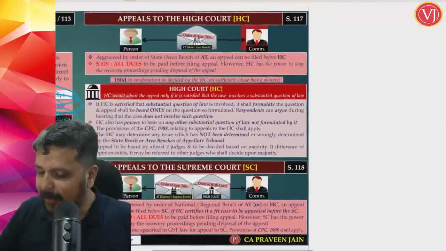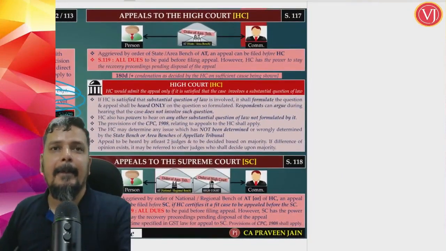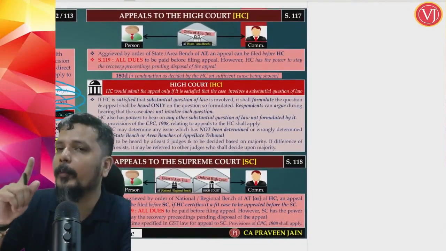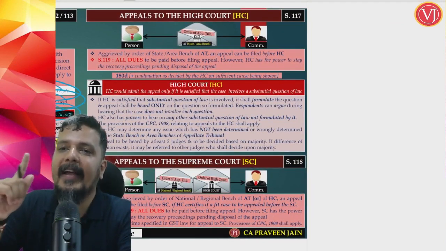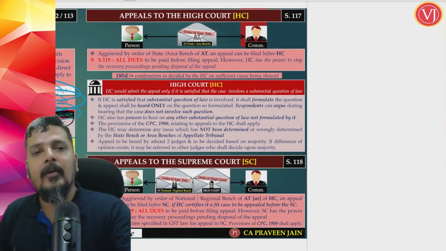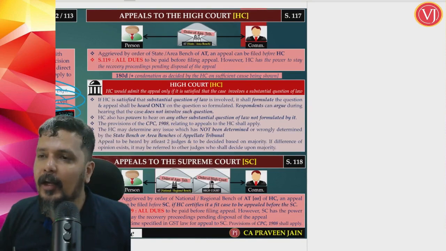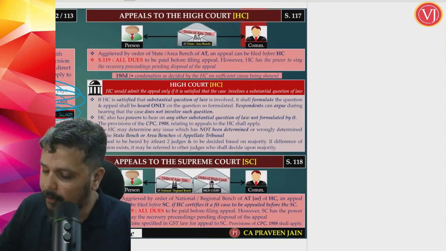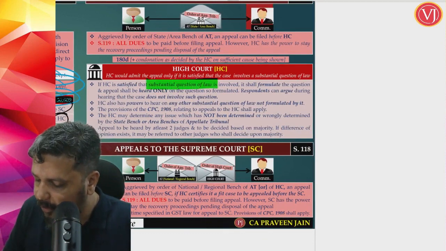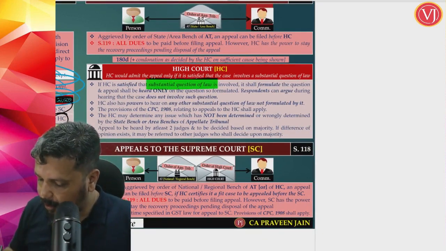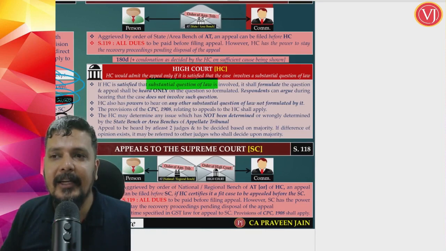Now talking about your high court and Supreme Court, understand that in high court and Supreme Court, there are a few special points. First, only a question of law can be taken up by high court and Supreme Court. If the matter involves only a question of fact, you have to stop at the appellate tribunal. You cannot go to high court and Supreme Court. So what questions can be taken up by high court and Supreme Court? Only questions of law can be taken up.